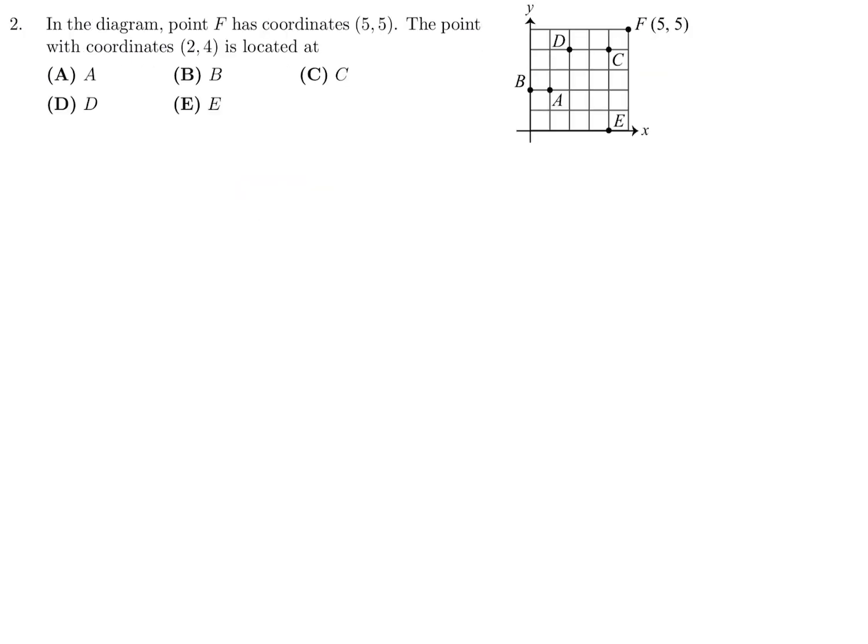In the diagram, point F has coordinates 5, 5. The point with coordinates 2, 4 is located at... Well, let's go 2 in the x direction, and let's go 4 in the y direction. 1, 2, 3, 4, and I arrive at point D. Number 2, the answer is D.